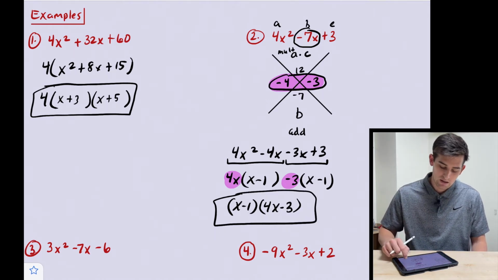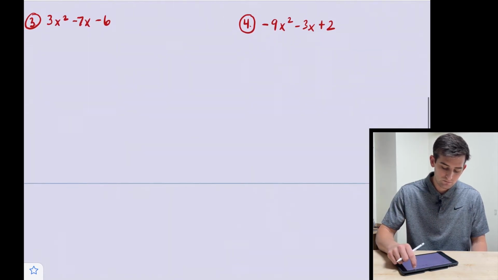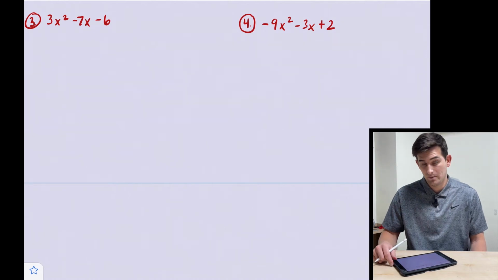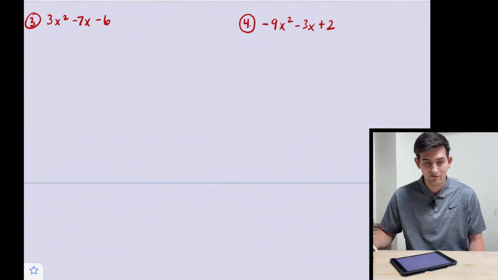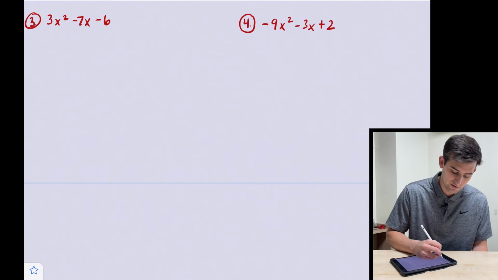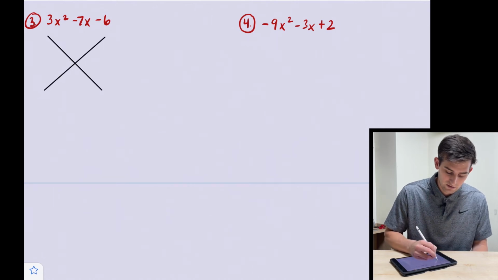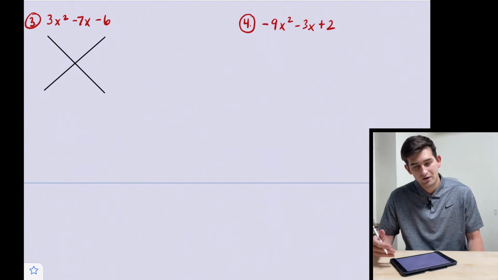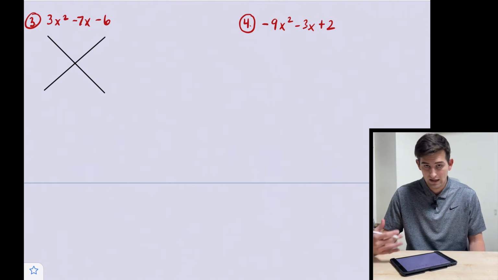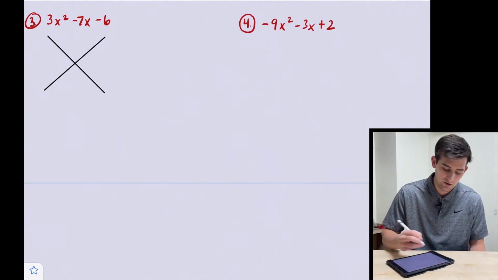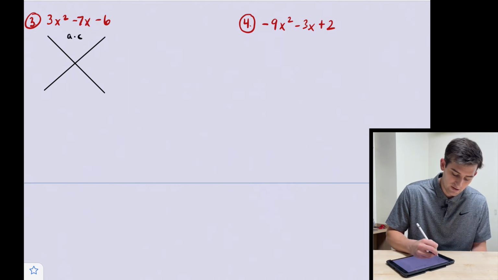All right, let's look at number 3. Number 3, we're going to do the magic x again, because we have 3, we have 7, and we have 6. Can't factor a GCF out of there, so we're going to draw our x here. Now, is drawing this x necessary? No, but it's an organizational tactic. It helps me stay organized so I know what I'm doing. So I'm going to write a times c up here and b at the bottom. So a times c would be negative 18, and b would be negative 7.